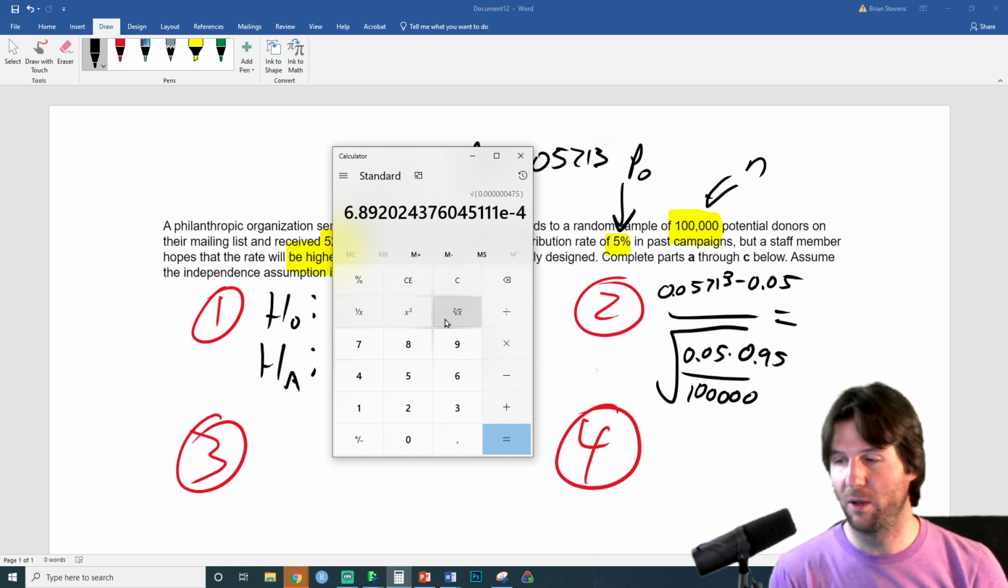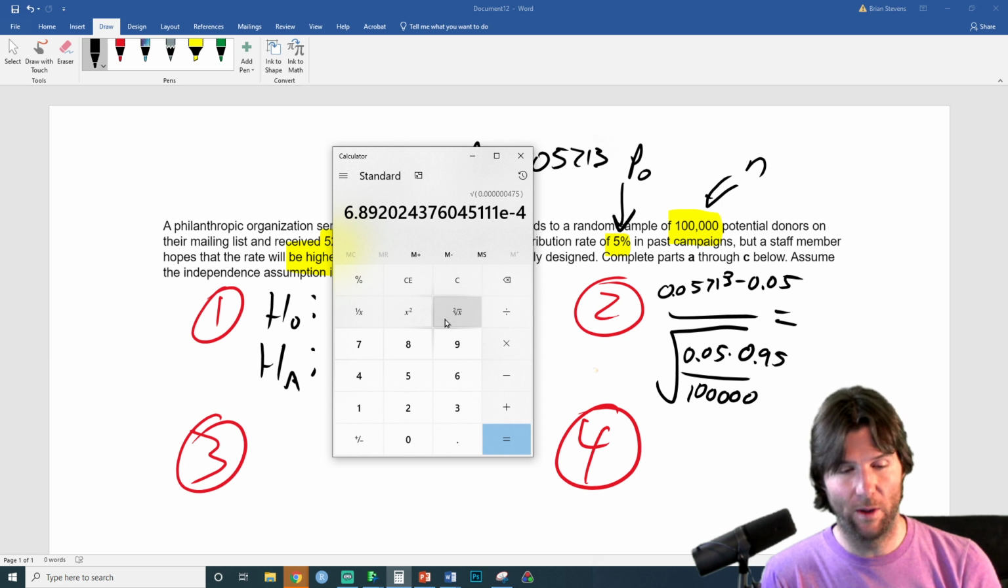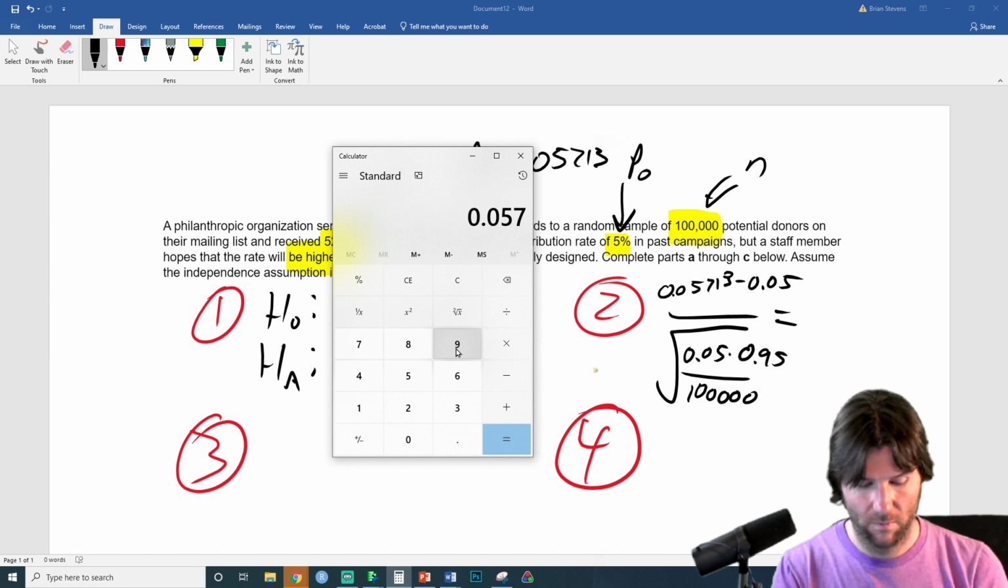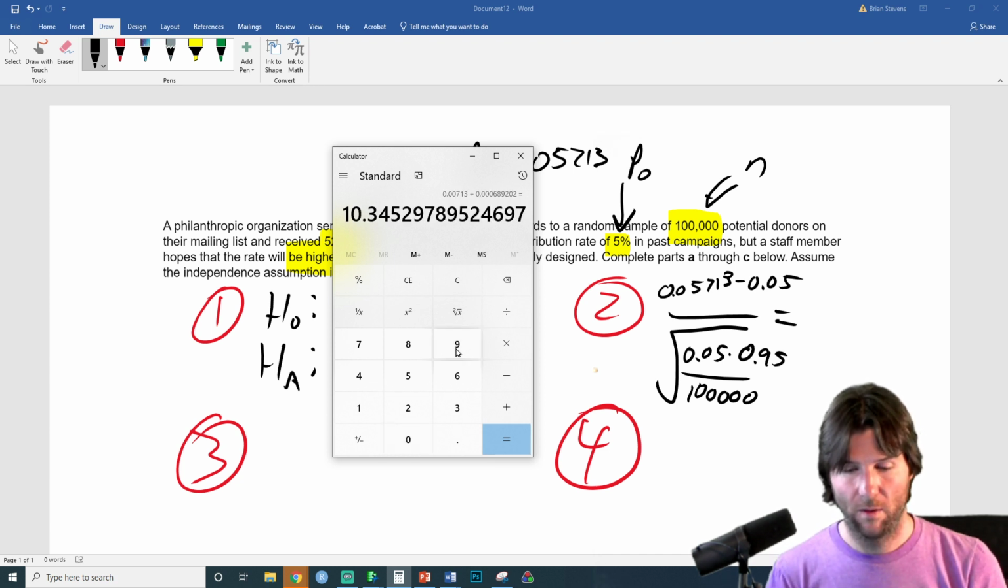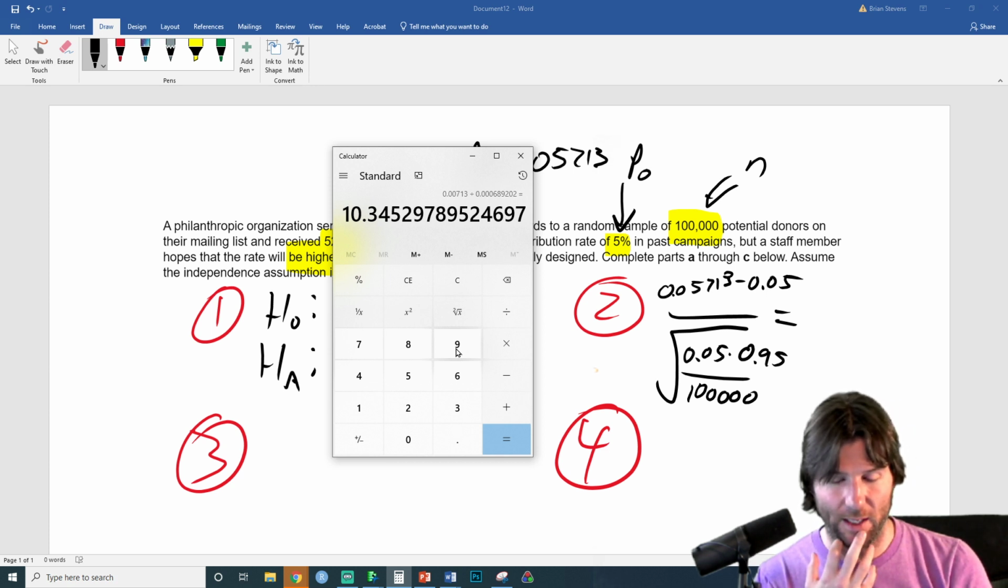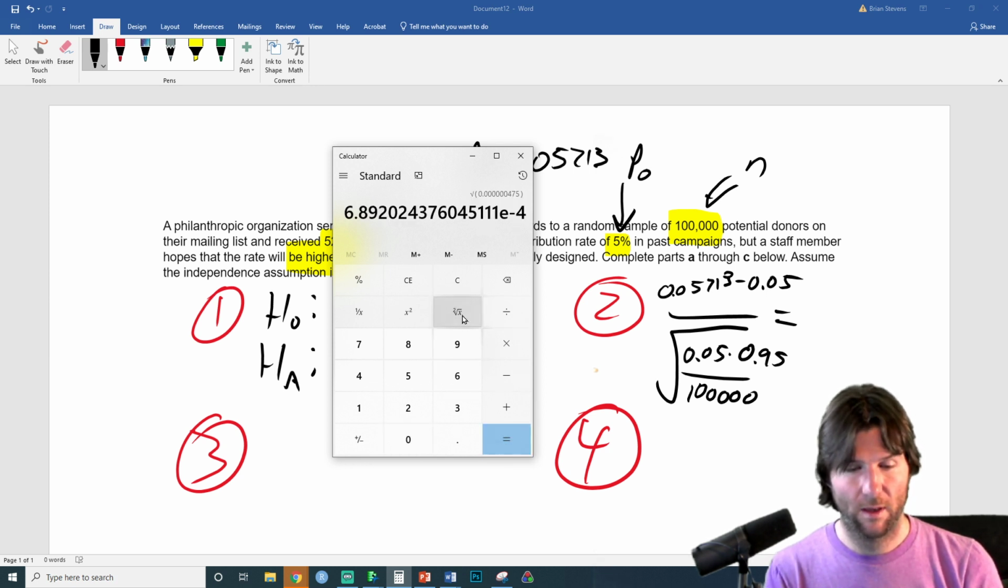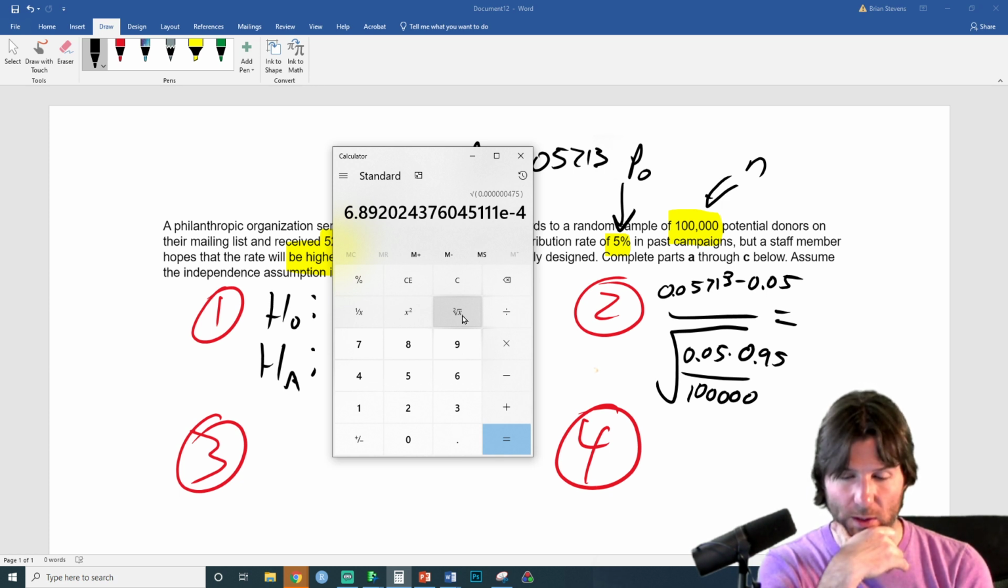Now that I think doesn't copy when you do it. So 689202. No way, that's way off. Did I not square root it? Let me double check my numbers. 0.05 times 0.95, p naught times q naught over n, square root, and could it really be that small? Let me check all my numbers here.